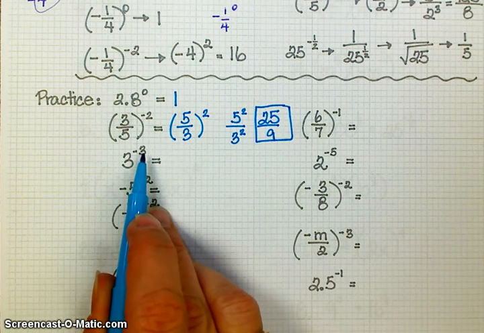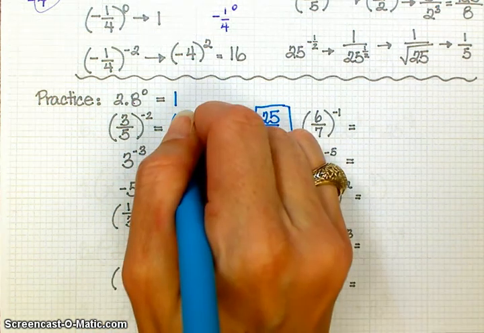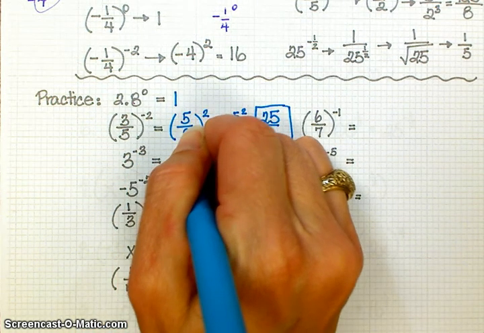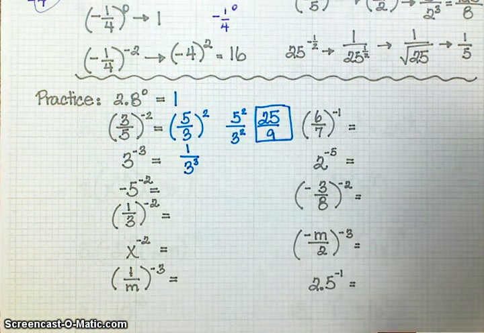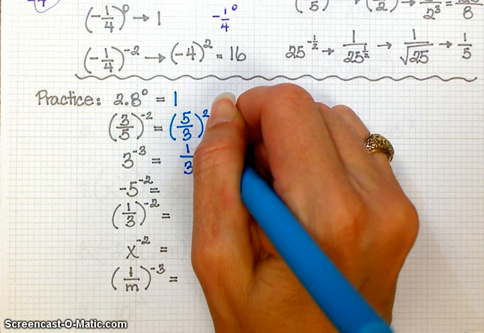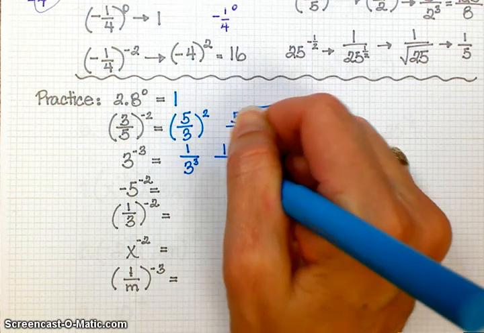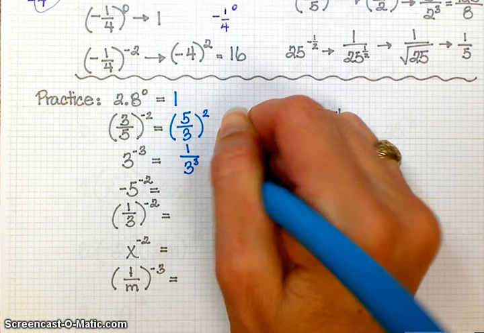3 to the negative 3 power is the same as 1 over 3 to the third power, which means 1 over 3 times 3 times 3, which is 27.